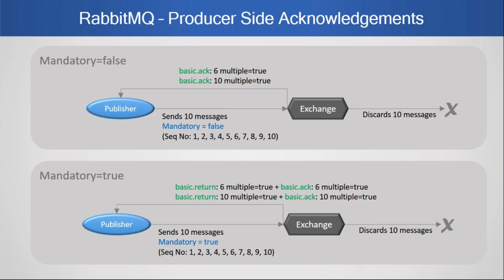But when the publisher really does care about messages arriving at queues, we have the mandatory flag set to true, at which point the exchange says, I got it, but I couldn't deliver it to any queues. So it returns a basic return and a basic ACK. This lets the publisher know it needs to do something else. It might just log an error, or it might store it in a database or something.